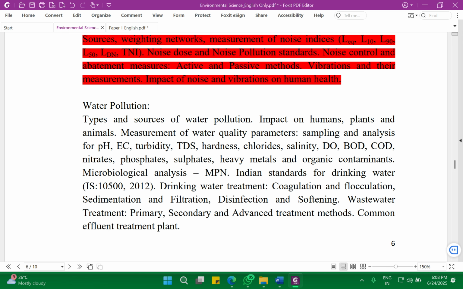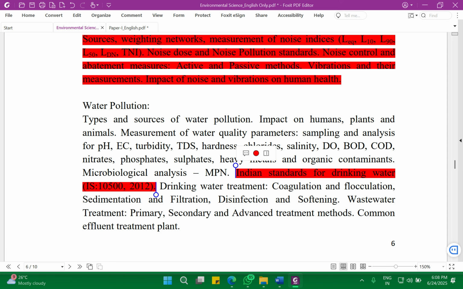And here, on Indian standards, they are asking some questions according to IS 10500. What is the standard of BOD? What is the standard of COD? What are the CPCB standards? What are the WHO standards? Those things you need to know.